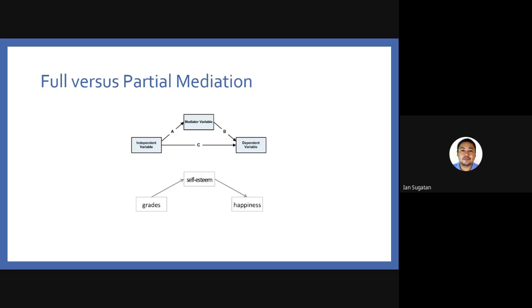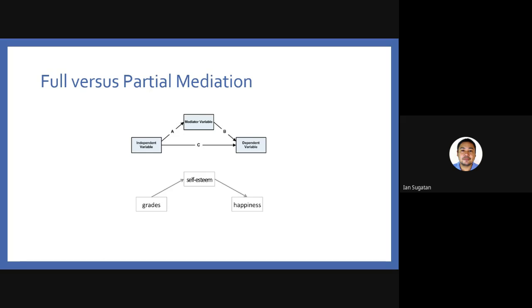So partial mediation implies that there is not only a significant relationship between the mediator and the dependent variable, but also some direct relationship between the independent and the dependent variable. In other words, for either full or partial mediation to be established, the reduction in variance explained by the independent variable must be significant as determined by one of several tests such as the Sobel test. But we're not going to dig deeper on that.